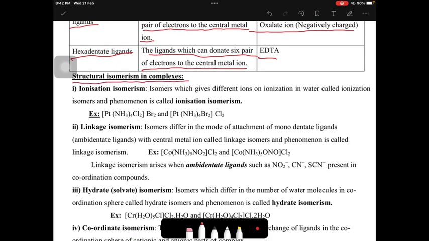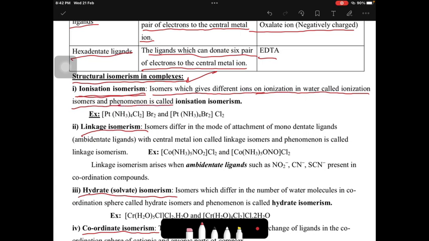Structural isomerism in complexes includes ionization isomerism, linkage isomerism, hydrate or solvate isomerism, and coordinate isomerism. Isomers which give different ions on ionization in water are called ionization isomers, and the phenomenon is known as ionization isomerism. Example: [Pt(NH3)4Cl2]Br2 and [Pt(NH3)4Br2]Cl2.